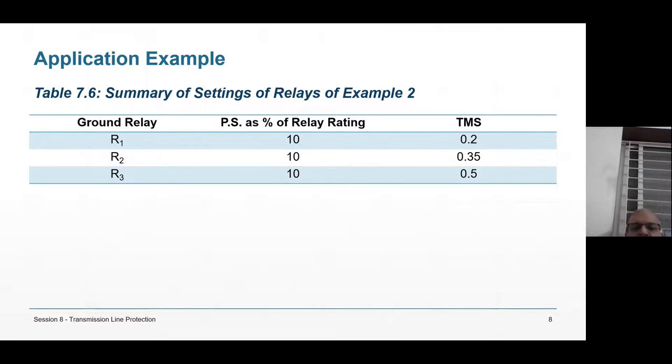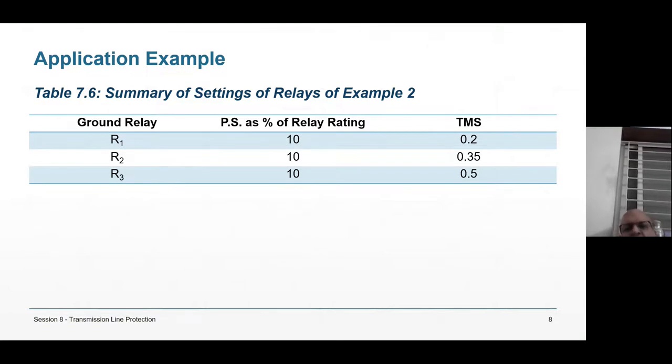Here also there is some error. For ground relay R1, the TMS is written in a reverse way. R3 is 0.2, R2 is 0.35, and R1 is 0.2 again. And we are taking the flux setting as 10% only, that we have calculated, that we have seen. In all the cases, flux setting comes out to be 10%. So this is how you have to calculate the application example of the ground relay, right?